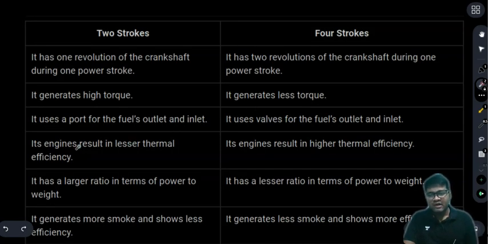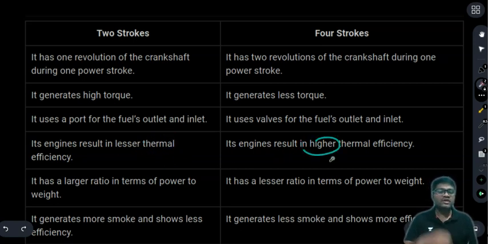Okay, now the next difference we can see is that the engine results in lesser thermal efficiency. So in a two-stroke engine, we will get lesser thermal efficiency, and in a four-stroke engine, we will get higher thermal efficiency. Okay, why is it so? So thermal efficiency, as we know, is output by input. Any efficiency you can say is output by input.